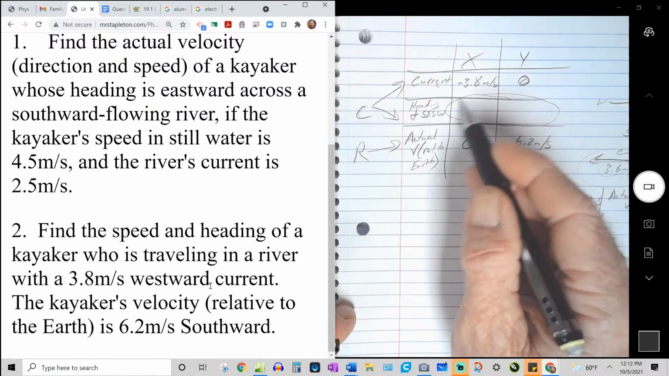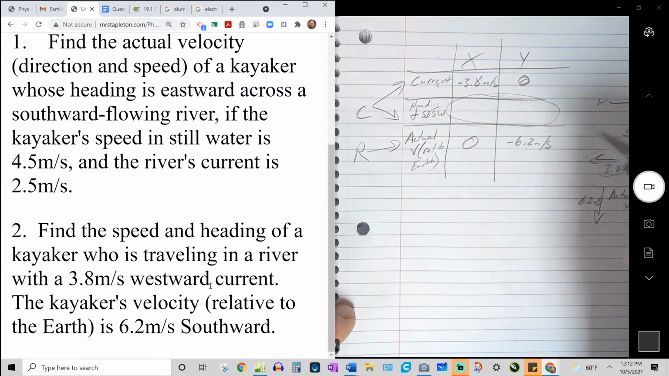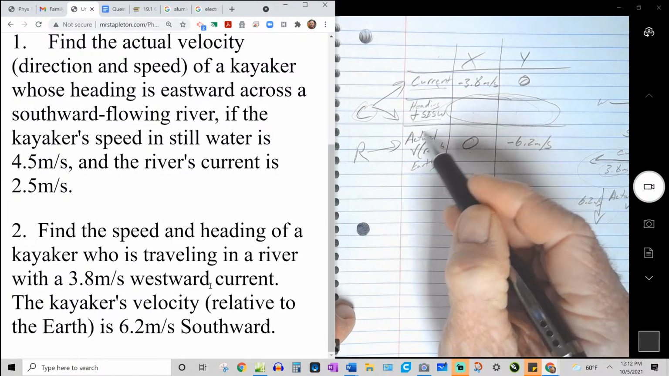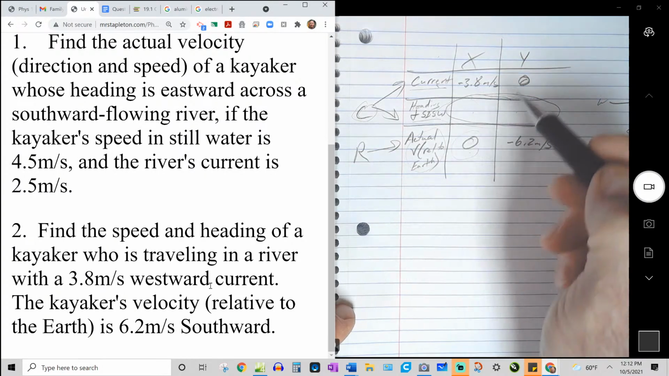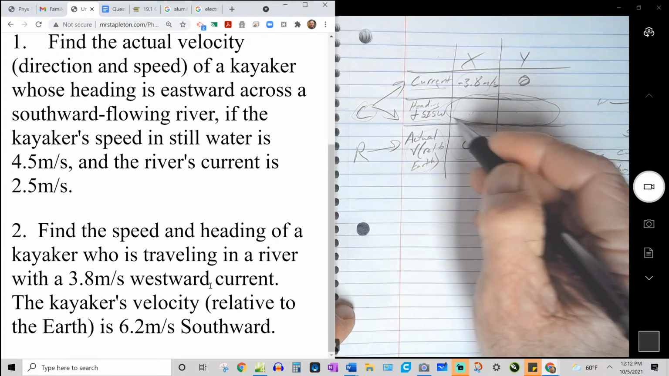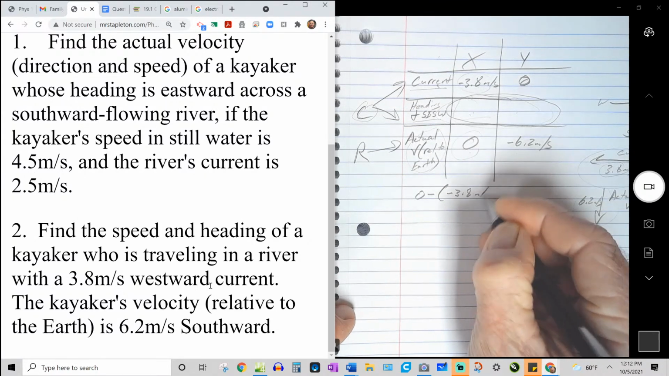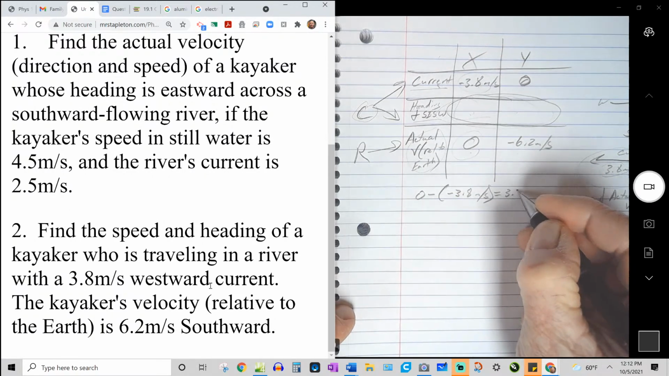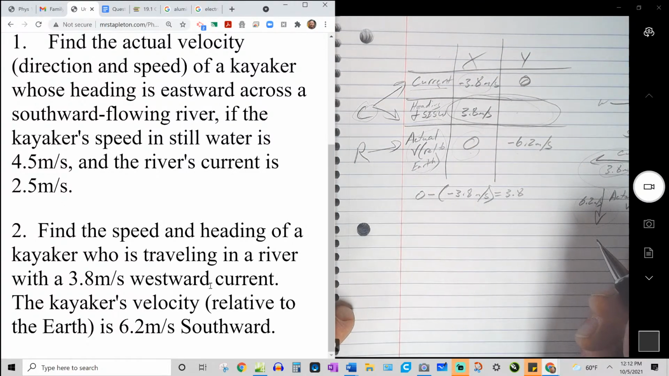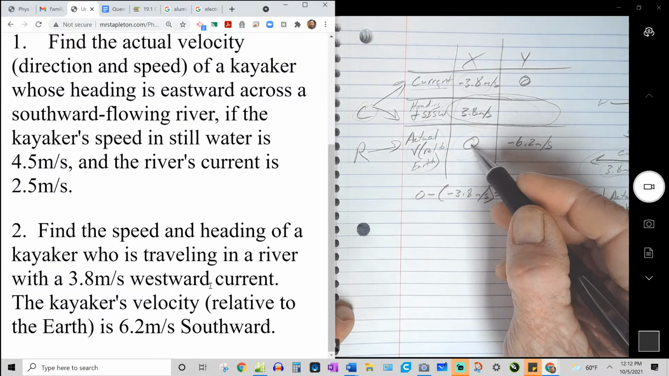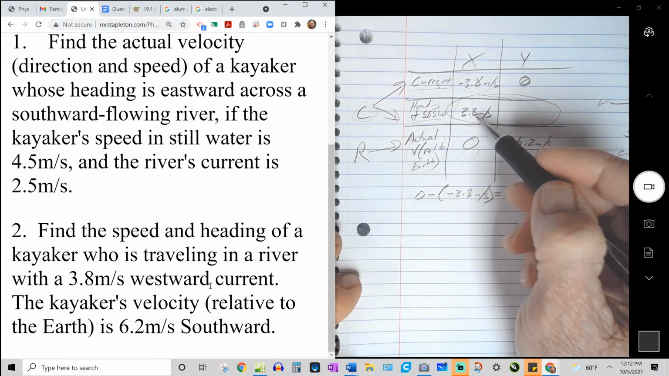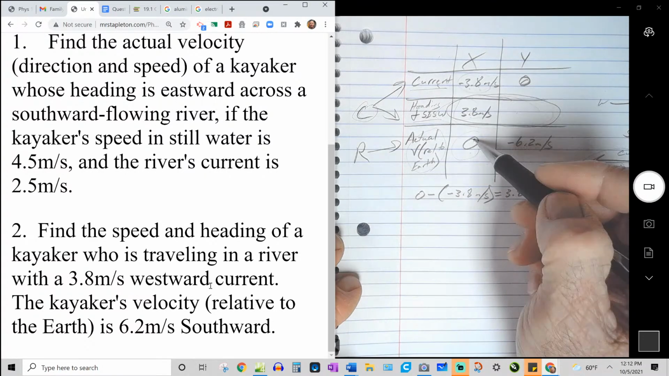So what I'm looking for are these. And since these two components, current plus heading and speed in still water, give me the total, I could take the total, subtract one component, and that gives me the other one. So this is going to be 0 minus negative 3.8, which gives me 3.8. Which makes sense, because if you're going to have a total x velocity of 0 and the current x velocity is negative 3.8, you've got to have a heading and speed in still water to cancel that out, so you're not moving in the x direction.